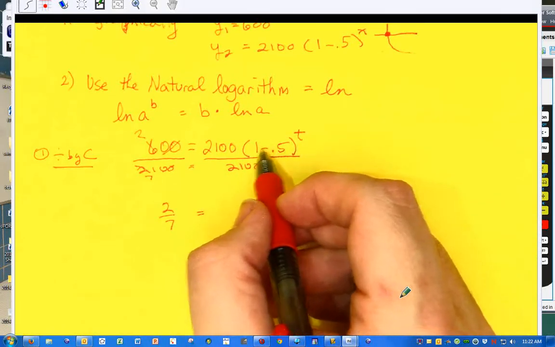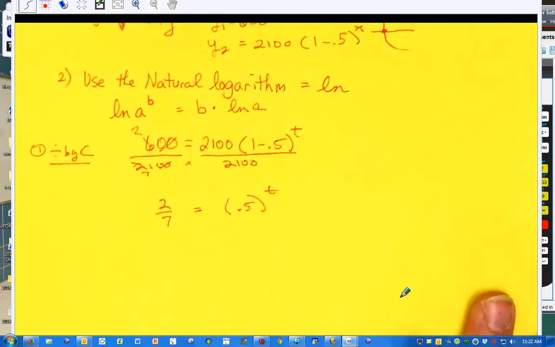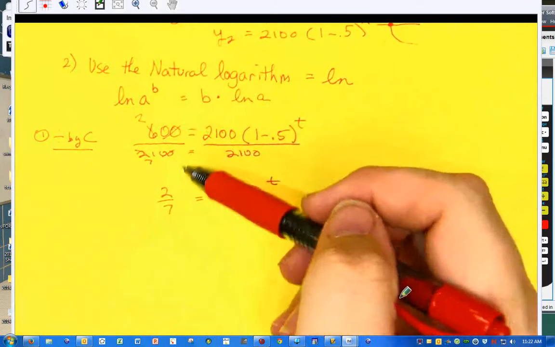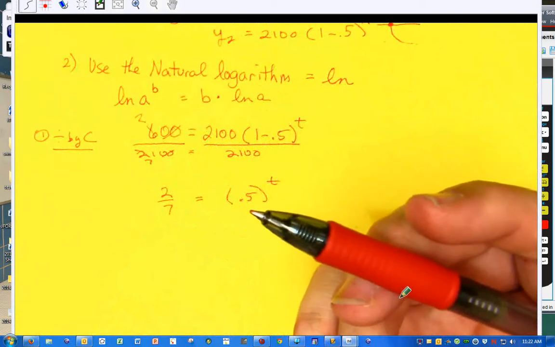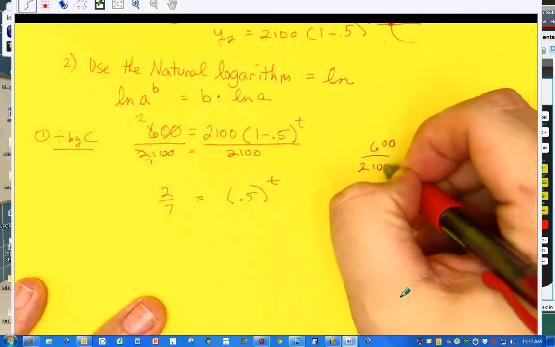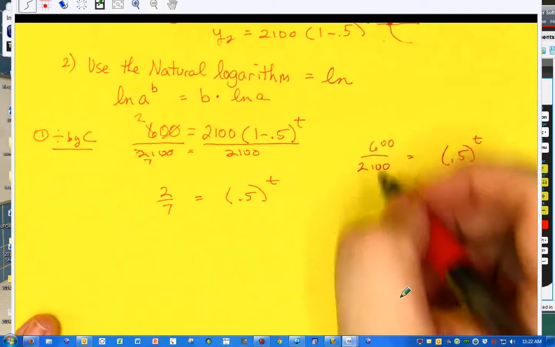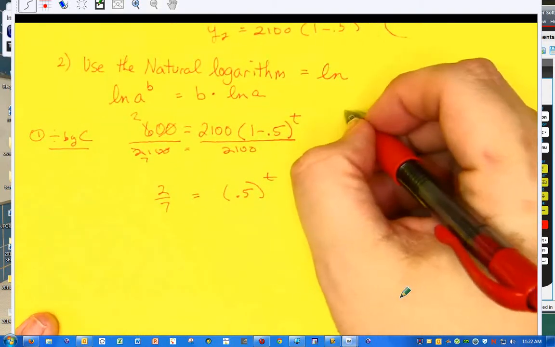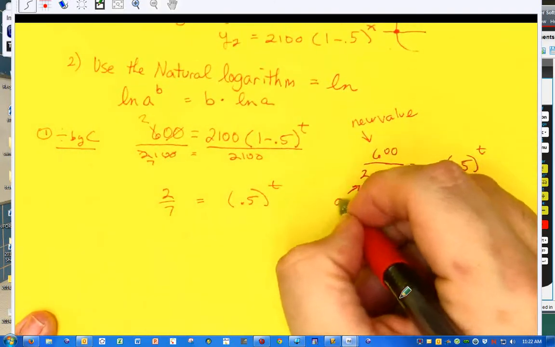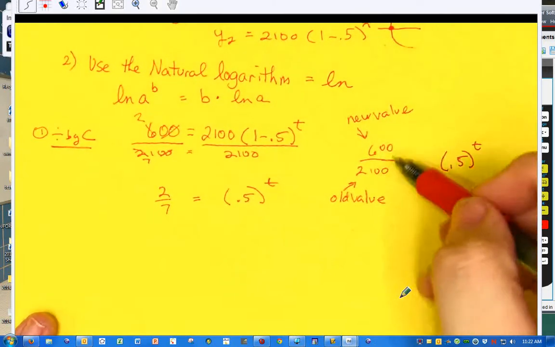Now you could have kept it as a calculator problem. That would have been fine. You could have said this was 600 over 2100 is equal to 0.5 to the t power. And this would have been the new value over the old value, or the original value. You can set it up just like that. This is your 1 minus r, and there's your t. To model the situation: y over c is equal to 1 minus r to the t power. That's basically what this is.